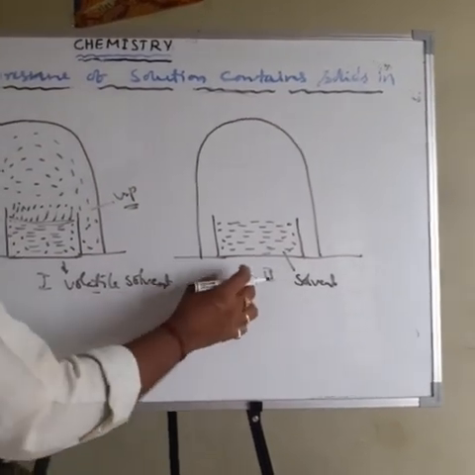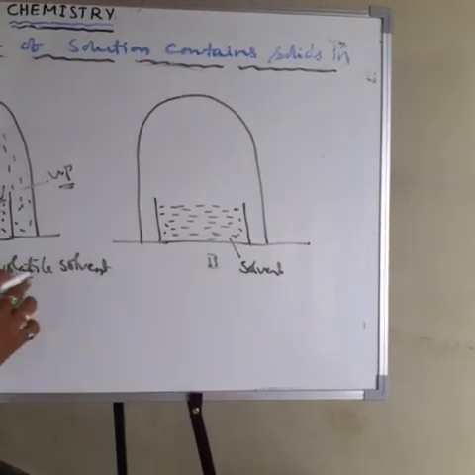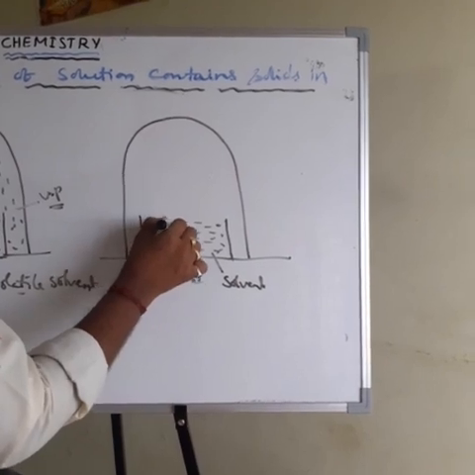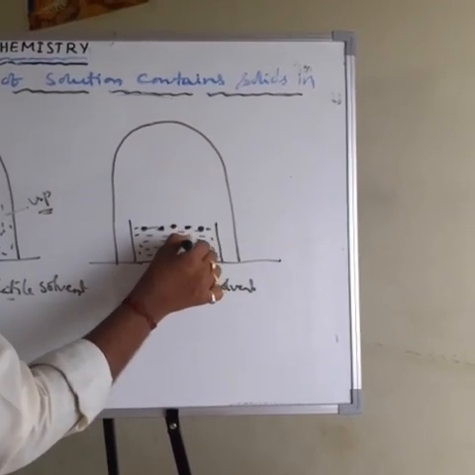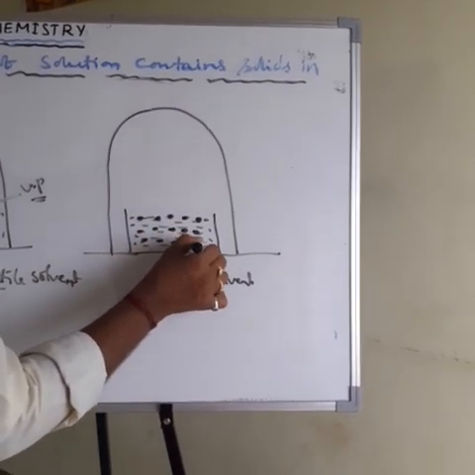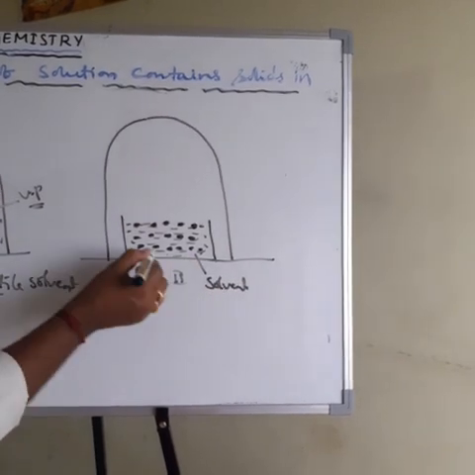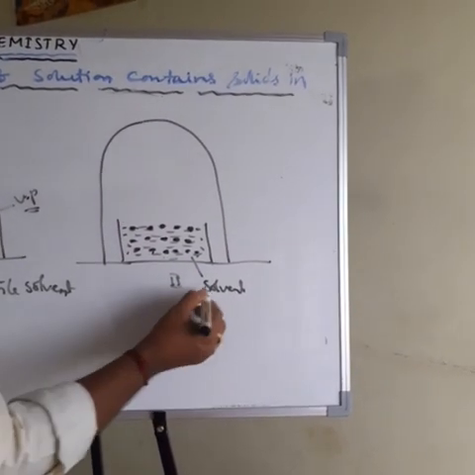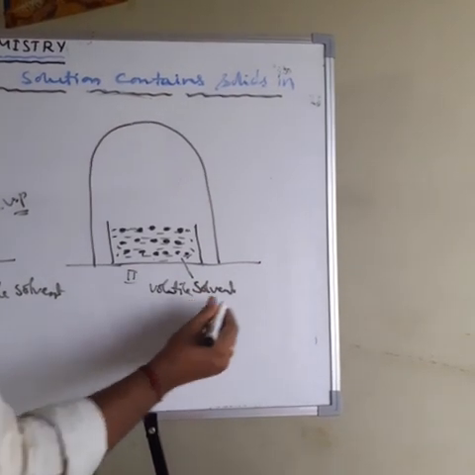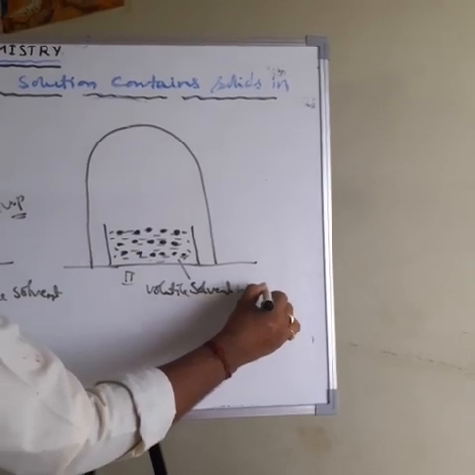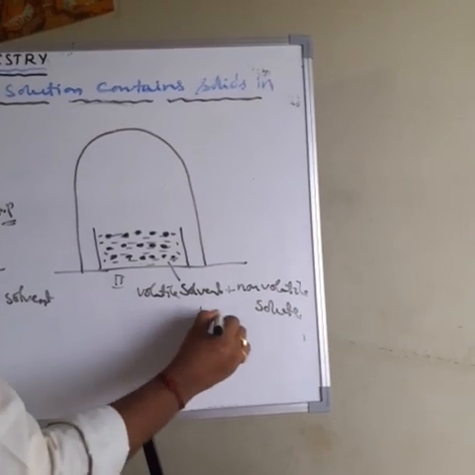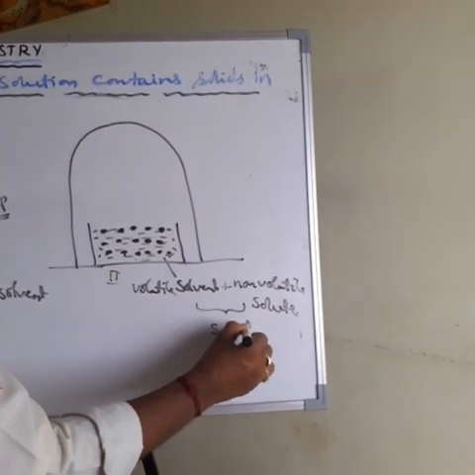Next, this is a pure solvent I have taken, the same type of volatile solvent. To this volatile solvent, I am adding some amount of non-volatile solute particles. Non-volatile means the solvent is volatile, but the solutes are non-volatile. So this is a volatile solvent plus non-volatile solute. That's why these two together are called a solution.